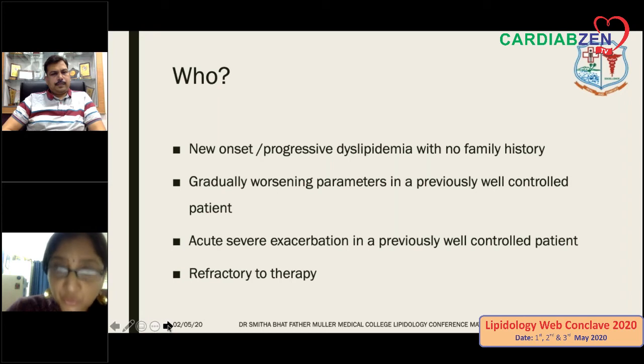If there is a new onset or a progressive dyslipidemia with no family history, if in a previously well-controlled patient you notice a gradual worsening of parameters, or again, in a previously well-controlled patient, you notice that suddenly the lipid profile deteriorates. Or as I mentioned before, if the patient is refractory to therapy. In these situations, you tell yourself it's worth looking for a cause other than the polygenic dyslipidemia, which we are also familiar with.